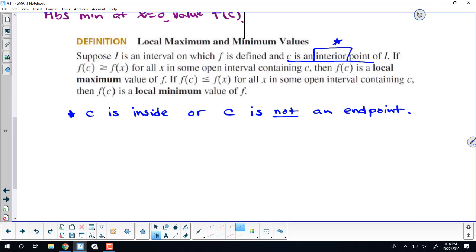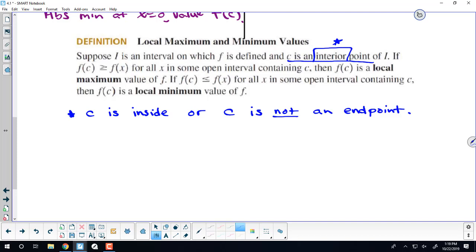And then it says if f of c is larger than or equal to f of x for all x. That was our definition for the absolute, but then this comes in and says for all x in some open interval around c, then f of c is a local maximum. Similar situation if f of c is less than or equal to f of x for all the x values in an open interval around that, then it's a local minimum.